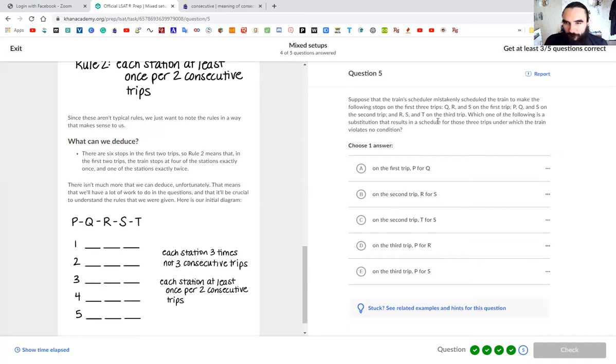But okay, which one of the following is a substitution that results in a schedule for those three trips under which the train violates no condition? Oh, okay, we have to substitute something. Let's see. So it must be S, right? There's S. It has to do with S. So we have to remove S from the second line. Yeah, T for S on the second line. Perfect. Yeah, confident.